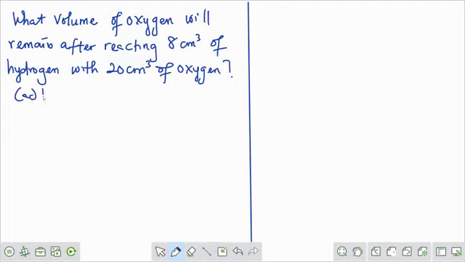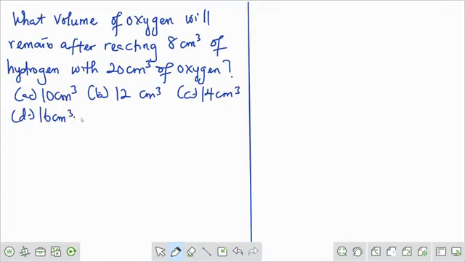So we have option A, 10 cm cube. Option B, 12 cm cube. Option C, 14 cm cube. Option D, 16 cm cube. Now they ask what volume of oxygen will remain after reacting hydrogen with 20 cm cube of oxygen.